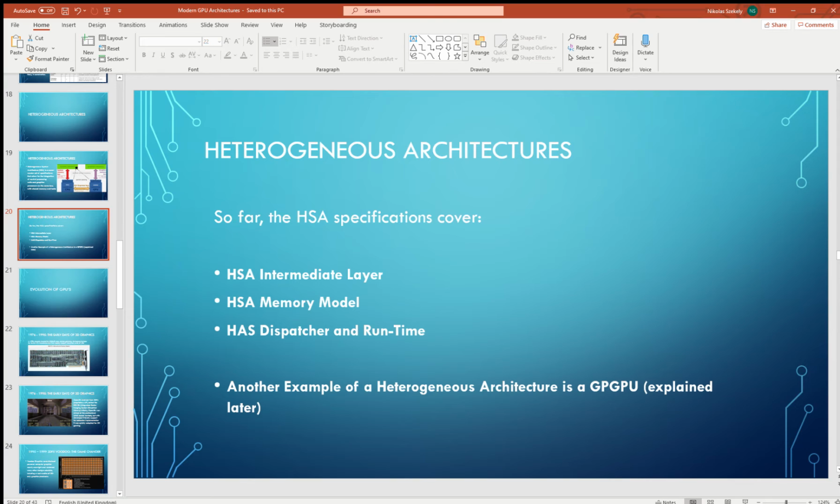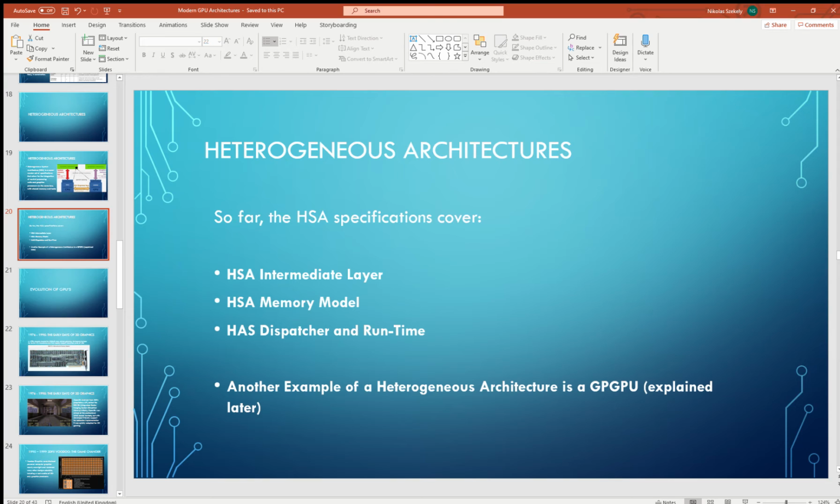The HSA memory model is compatible with C++, OpenCL, Java, and .NET memory models. It's relaxed consistency and is designed to support both managed languages and unmanaged languages.